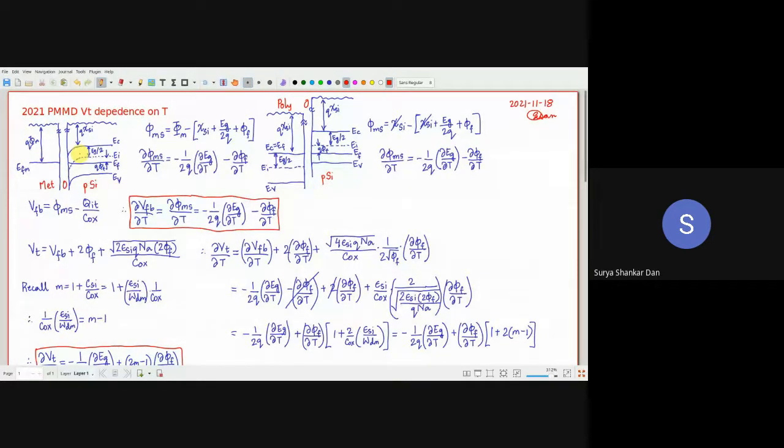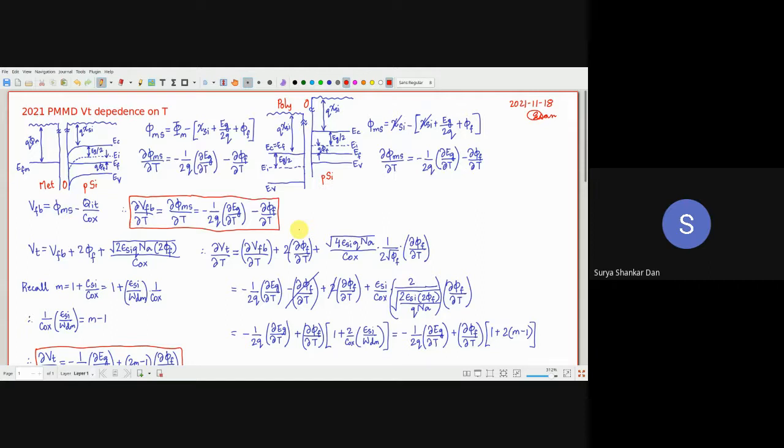Okay, got it, everybody? So keep this in mind, that the variation of the flat band voltage with respect to temperature is independent of the gate material. Whether it is poly or whichever metal, it doesn't matter. All right, so this is one very important relation. I've put a box. Now let us get back to the original definition of VT.